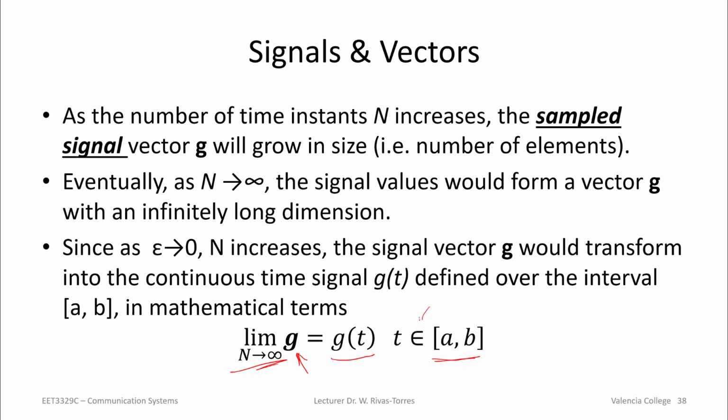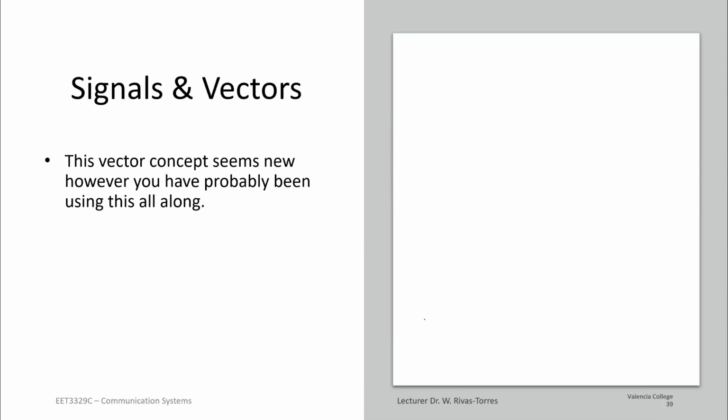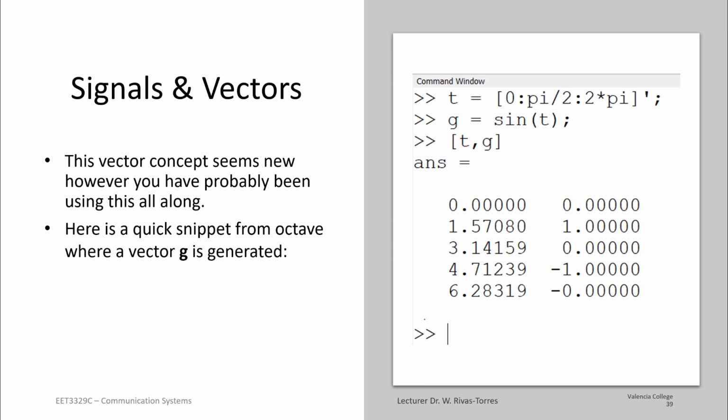So this letter here is not epsilon. It says t belongs to the interval between a and b. It seems new, the whole vector thing, but I already spoke about this. This is not new. So here's a quick little snippet of the way we could use this. Actually, why don't we go ahead and transfer real quick to Octave, and try this.